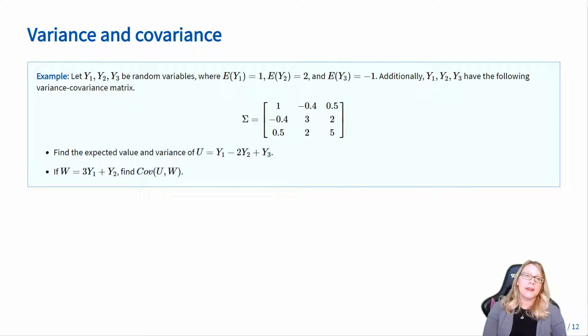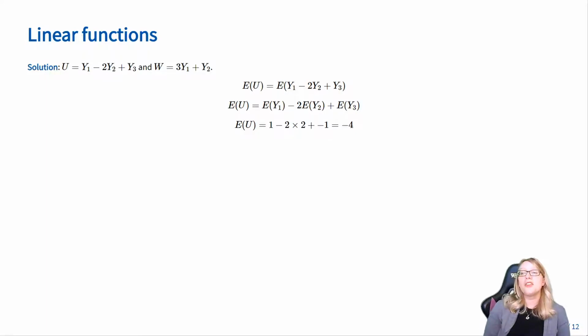Let's find the expected value and variance of this linear function u. u is equal to y1 minus 2y2 plus y3. Let's start with just the expected value. We can find it by distributing across and pulling out constants. So the expected value of u is the expected value of y1 minus 2 times the expected value of y2, plus the expected value of y3. So we get -4 for the expected value of u.